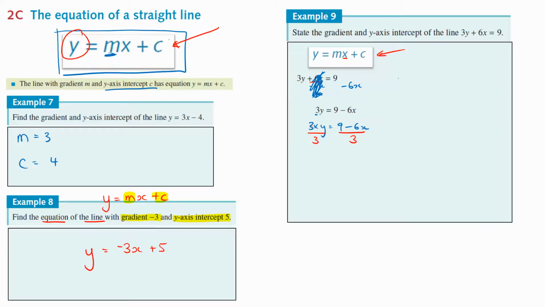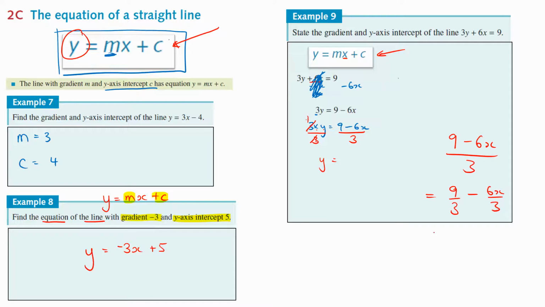Now I know that 3 divided by 3 here is 1, and 1 times y must then obviously be 1y. But we normally don't write 1y, we just write y. And over here, yes, I know it's a massive fraction. We all hate fractions, don't we? But going back to primary school mathematics, we can actually split this fraction into 9 over 3 minus 6x over 3.